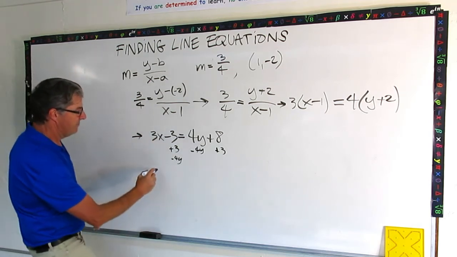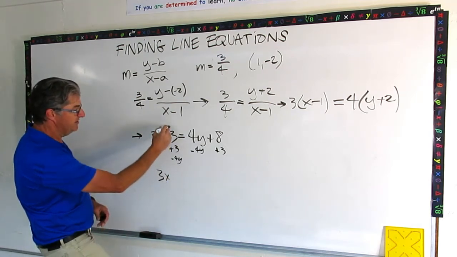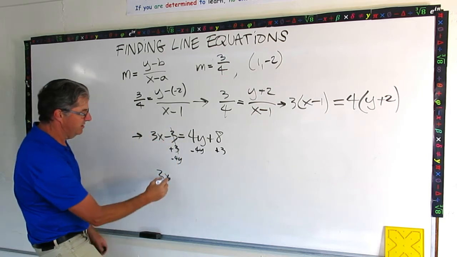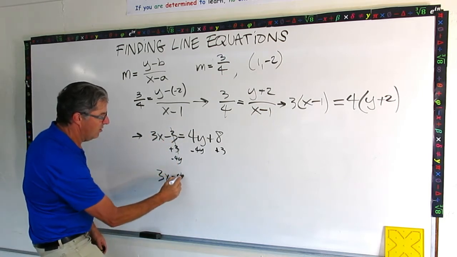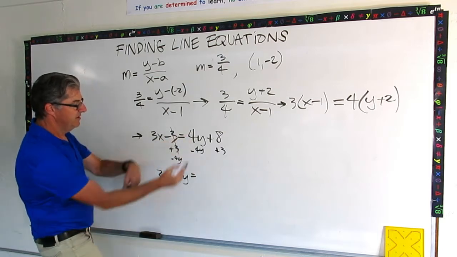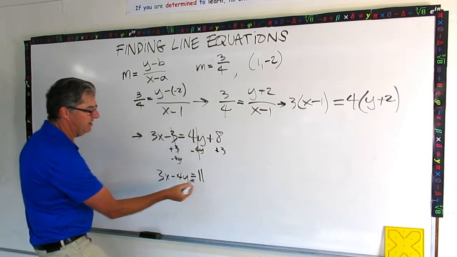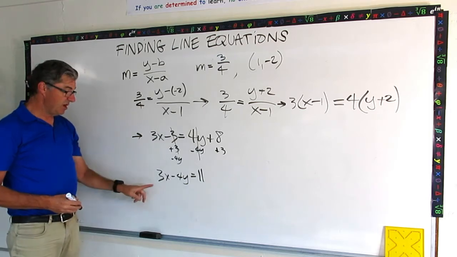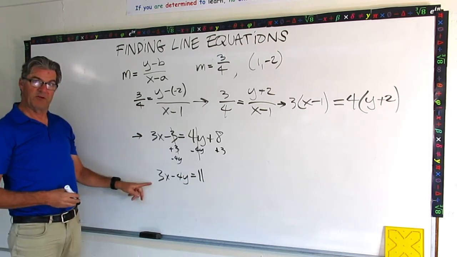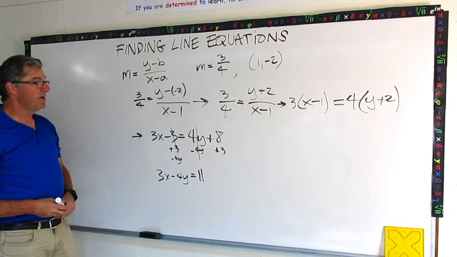So watch this. I get 3x. This goes away because I'm adding and subtracting. This I bring over, 4y equals, this is gone. And now I have 8 plus 3 gives me 11. So there's my general form equation. Boom, pretty quick. Now let's do a slope-intercept form equation.